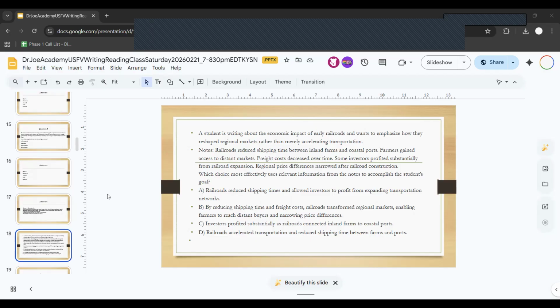Notes: Railroads reduced shipping time between inland farms and coastal ports. Farmers gained access to distant markets. Freight costs decreased over time. Some investors profited substantially from railroad expansion. Regional price differences narrowed after railroad construction. Which choice most effectively uses relevant information from the notes to accomplish the student's goal?